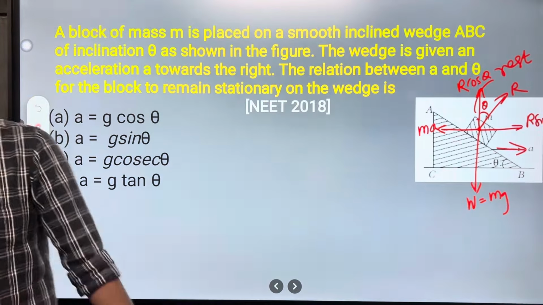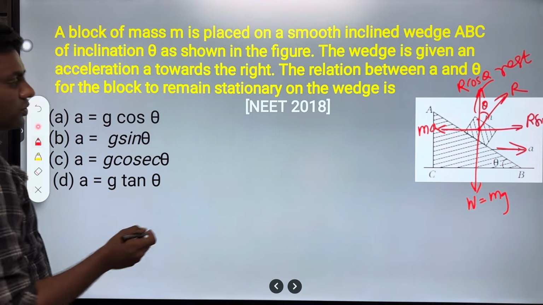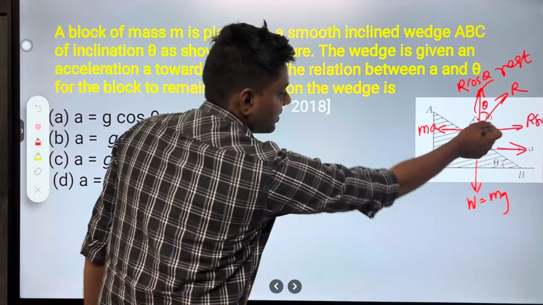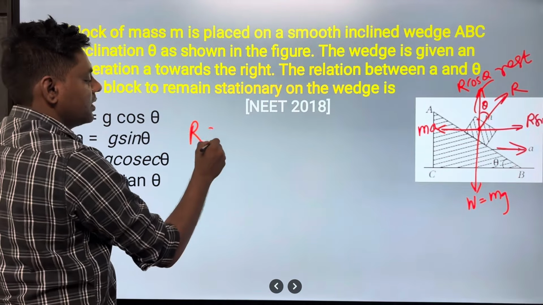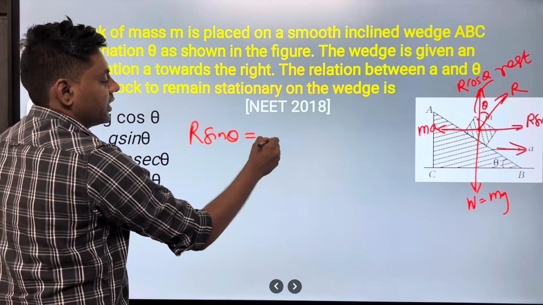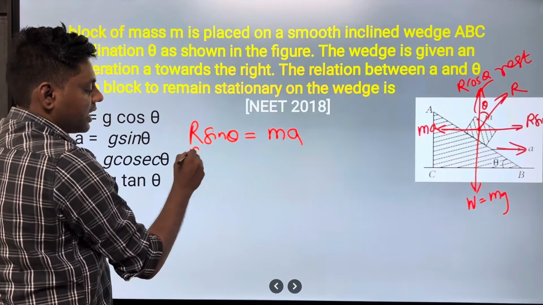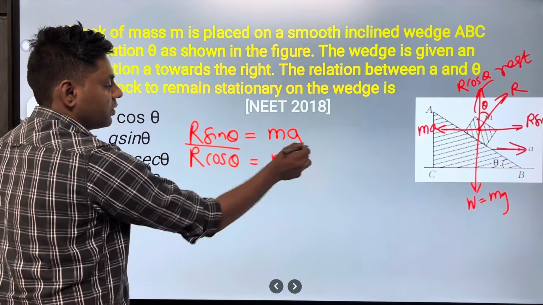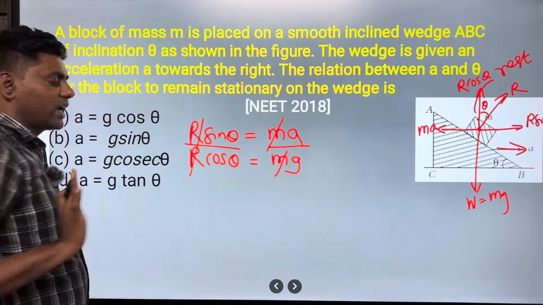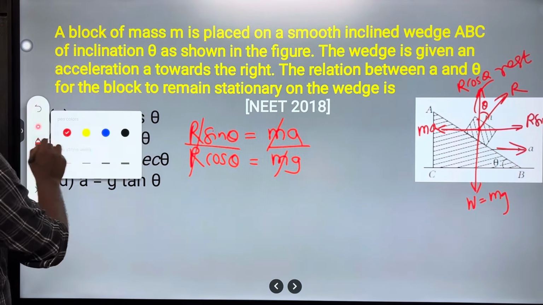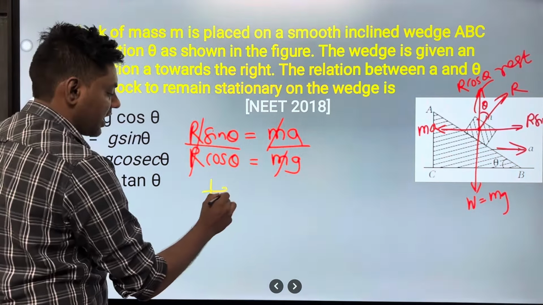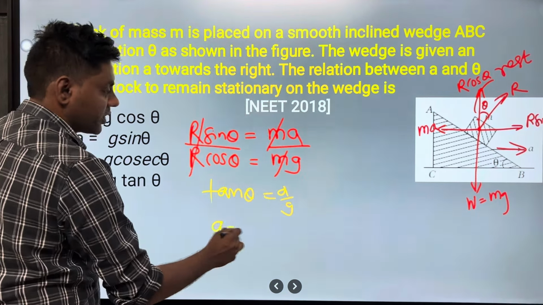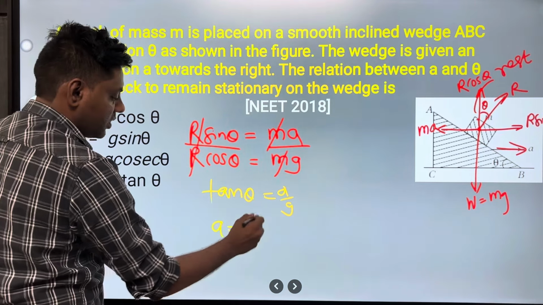By balancing according to equilibrium, what we get: first, the weight balances R cos theta, and second, R sin theta balances MA. So R sin theta equals M into A, and R cos theta equals mg. Taking the ratio, the mass gets cancelled, sin divided by cos is tan theta, equal to A upon g. So what is the acceleration of the block? That is g into tan theta.